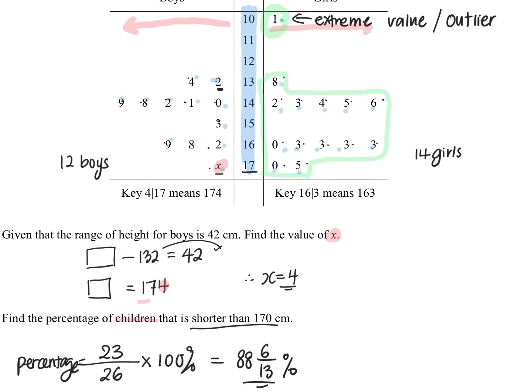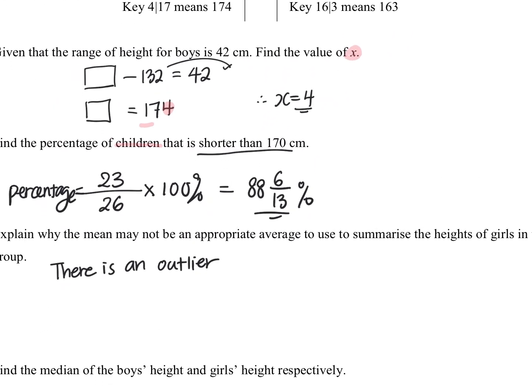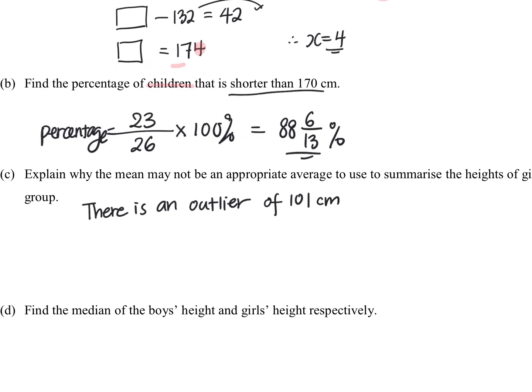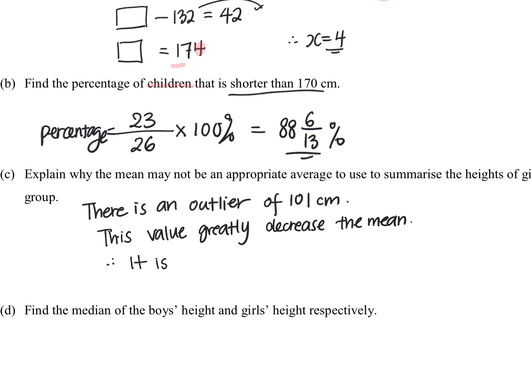Or you can write extreme value of 101 cm. State the value itself. Alright, there's an outlier of 101 cm. These values greatly affect the mean. In this case, this is a small number, so it will decrease the mean. If I have an extremely large number, it will increase the mean. So this value itself greatly decreases the mean. Therefore, it is not an appropriate average to summarize the heights.